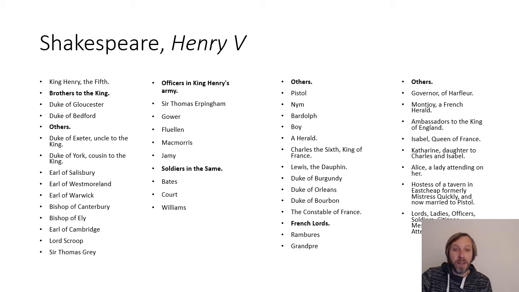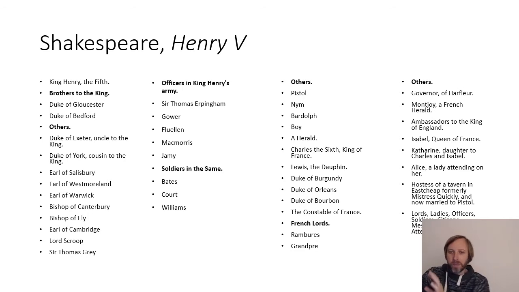We can easily see this when we look at the dramatis personae from a history play by Shakespeare, Henry V. And I'm certainly not going to go into detail of all of these characters, but I just wanted to give you that kind of list to see both the amount of people that are involved in this play, and also how that is ordered in terms of social hierarchy. It starts with King Henry V, and then the brothers of the king come, and then a lot of noblemen, then the officers, then the soldiers, and then others.